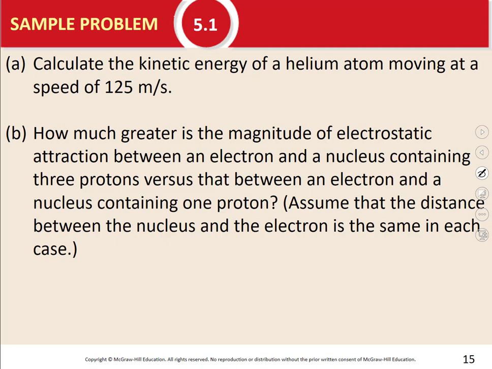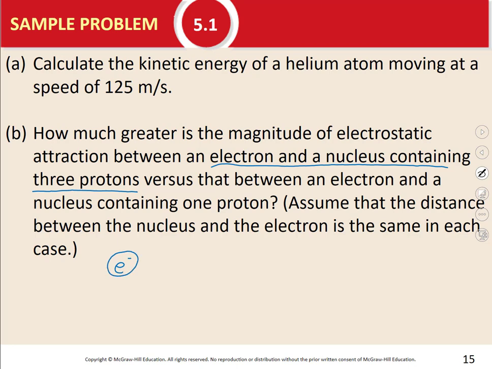I'm a visual person, so I like to take those words and turn them into a picture, a diagram. So I'm going to draw these two scenarios and figure out what the relative energies of each will be. So first, we have an electron and a nucleus containing 3 protons. So I'm going to draw an electron here. And then over here is a nucleus.